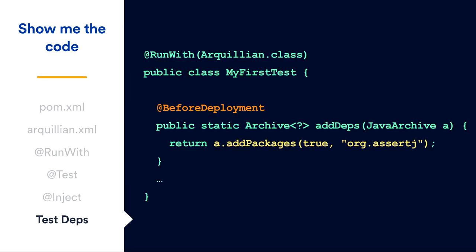And then there are test dependencies. So if you need to add anything else in, like if you want to include AssertJ, something like that, you can add this static method in, which will add in everything that's under this package. There's also a resolver you can use to include an entire Maven artifact and all of its transitive dependencies if you really want to, but it's very rare you need to do that. You can generally get away with just including a package and what it contains.